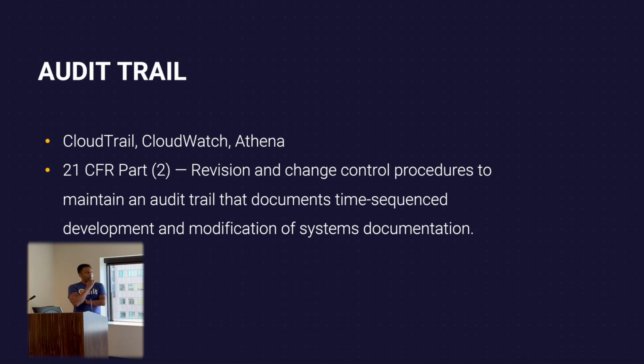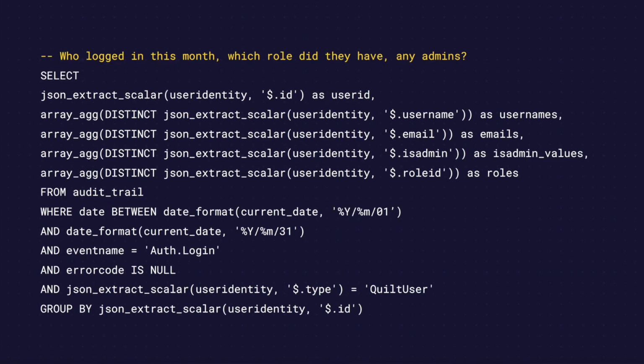Another important part of GXP is being able to audit what you did. The audit trail in Quilt is built from CloudTrail, CloudWatch, and Athena. You'll see 21 CFR Part 11 talks about revision and change control. Sounds like version control. It requires revision and change control procedures to maintain an audit trail that documents the time-sequenced development and modification of system data.